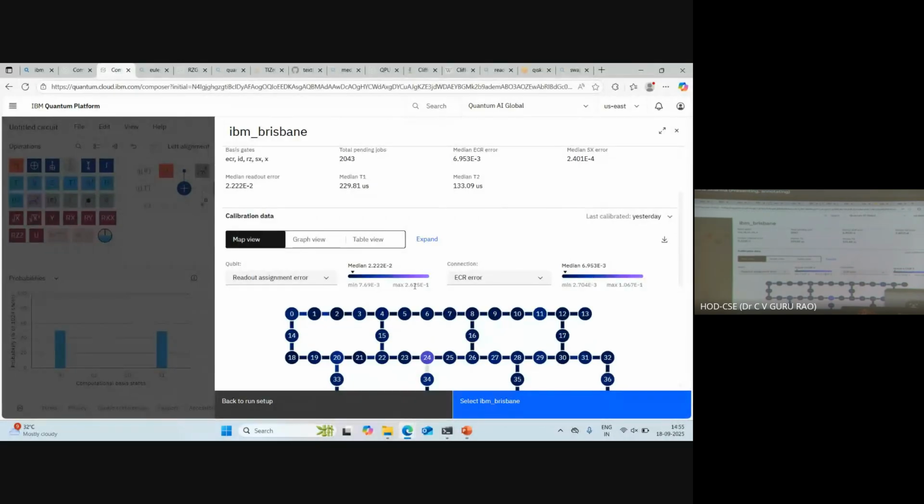But in here, we do not have any choice, because Brisbane is being used, there are 2,000 jobs pending over there.